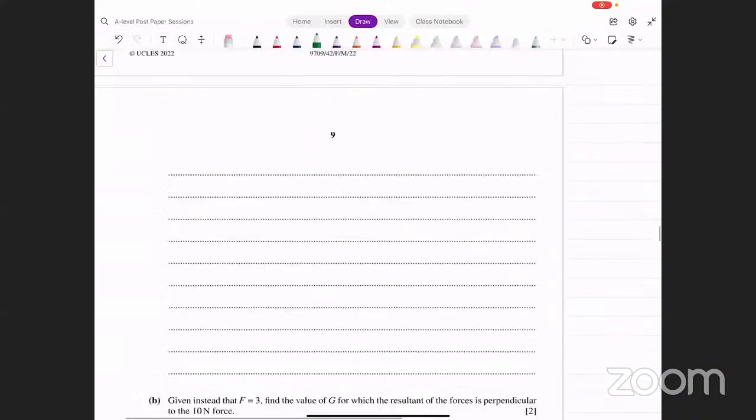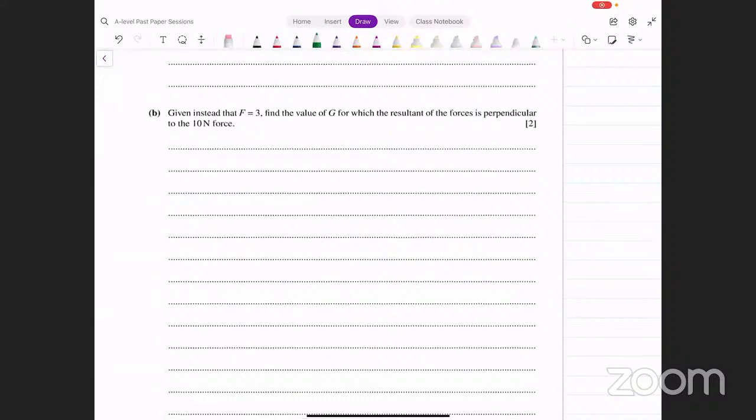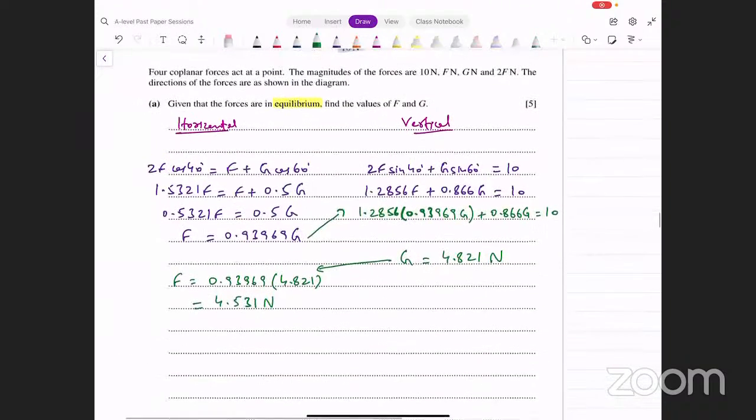अच्छा. Next it says given instead that f equals 3. अब देखिए first part में कुछ और information दी हुई थी. यहाँ पे उसने कहा है वो नहीं अब applicable. Now the value of f is 3. अच्छा first part में क्या लिखा हुआ था? It said the forces are in equilibrium. Okay? अब equilibrium नहीं है. Second part में equilibrium नहीं है. ठीक है?